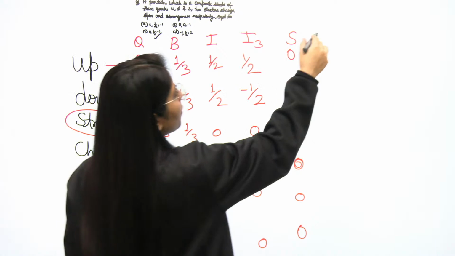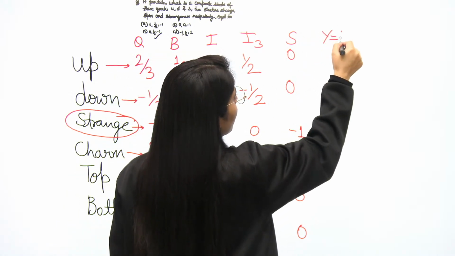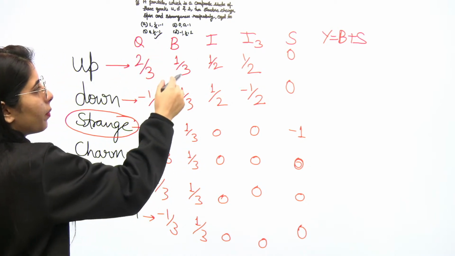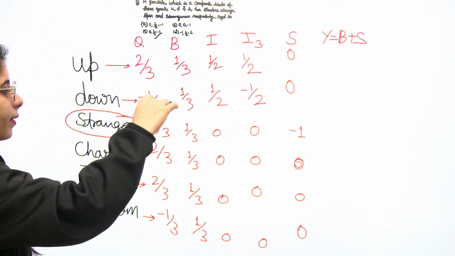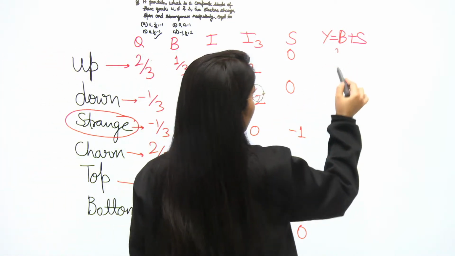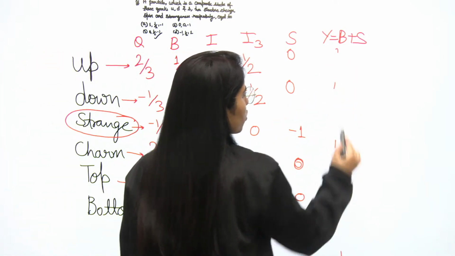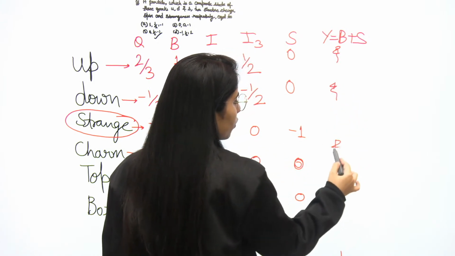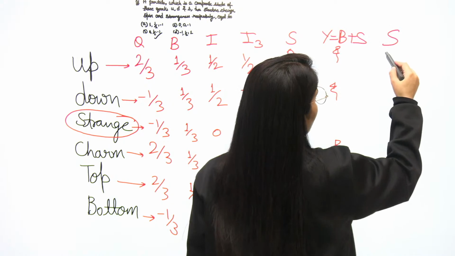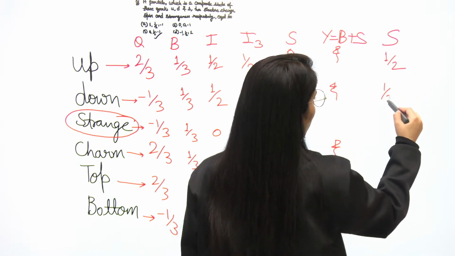Next, hypercharge. You can easily write it. Y is equal to B plus S. Just add the values. The baryon number you know, the strangeness number you know, just add them. You will be able to get it. Next is spin. It's not 1, okay? It's just whatever value you will get here after adding. Spin is half for all of them.